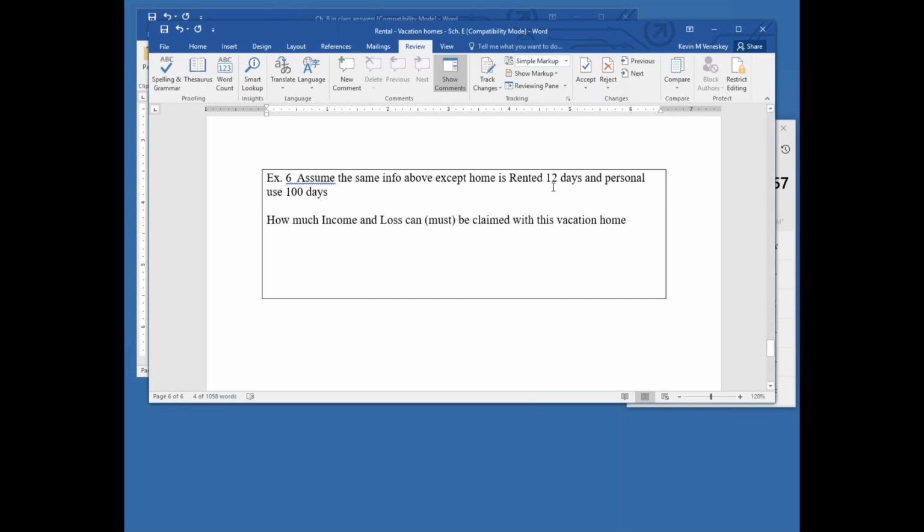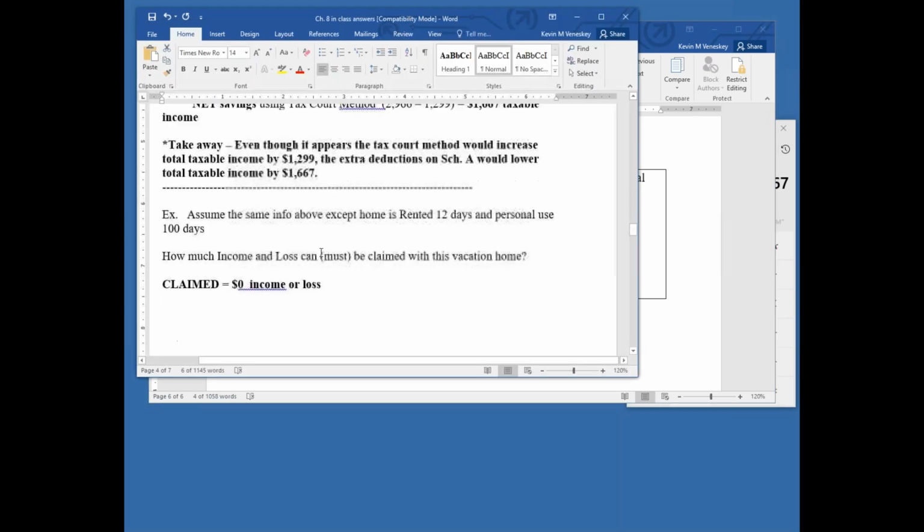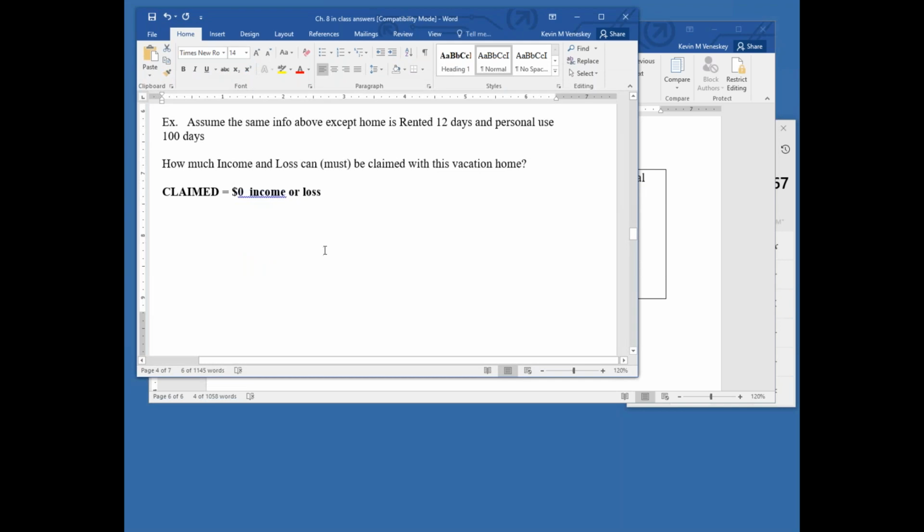All right, with this one, the key is this one's primarily personal. It's rented for less than 15 days. So therefore, we don't have to record any of the income, but we don't claim any expenses either. So 0 income, 0 loss, all of the real estate and mortgage interest would go to our Schedule A. With that, we are wrapping up our Schedule E in module number 12, doing rental income.